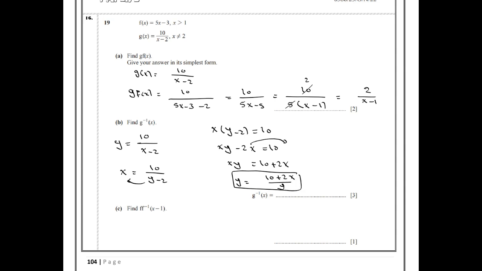Question number C. f negative 1 of x minus 1. The answer is x minus 1. Special case, don't forget it. f power negative 1 of x minus 1: the answer is the number or the letters between the brackets, x minus 1.